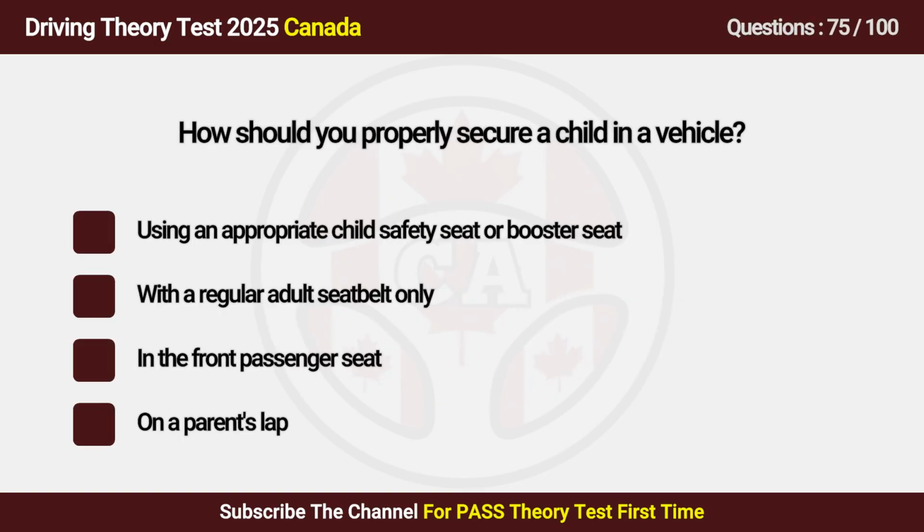Question 75. How should you properly secure a child in a vehicle? A. Using an appropriate child safety seat or booster seat. B. With a regular adult seat belt only. C. In the front passenger seat. D. On a parent's lap.